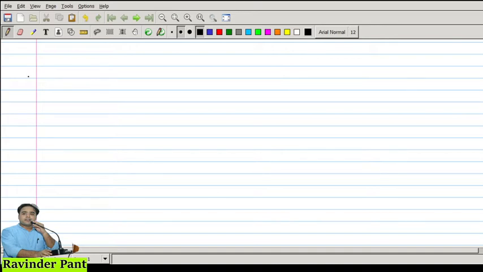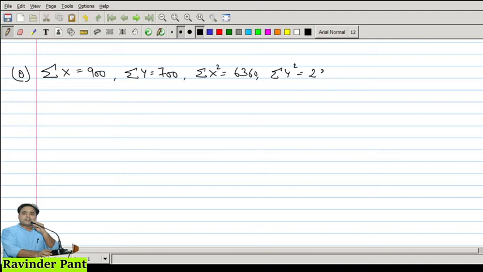So let us start with the basic one first. Few information is given. Summation x is 900, summation y is 700, summation x square is 6360, summation y square is 2860, summation xy is 3900, with n equal to 10.